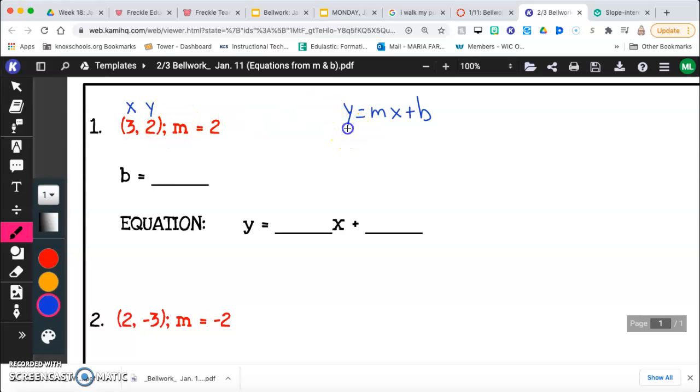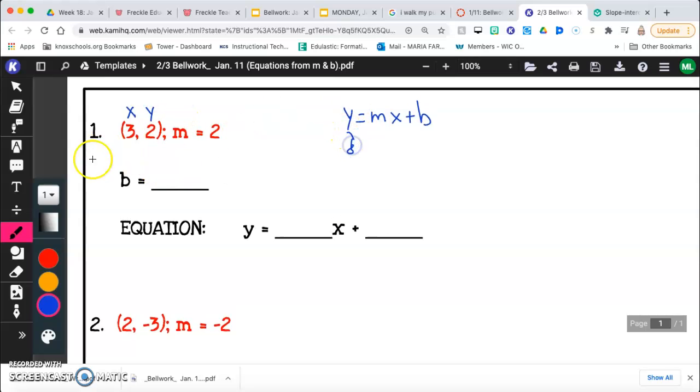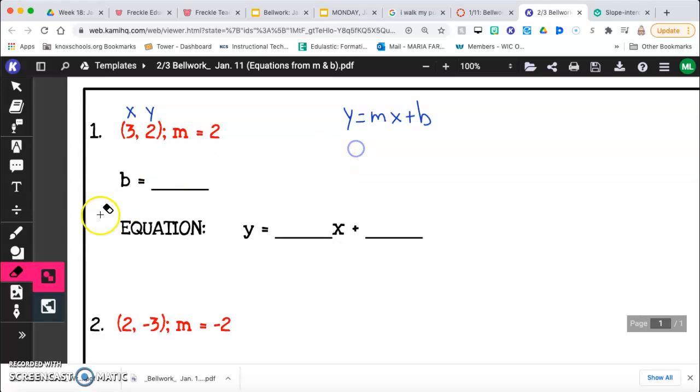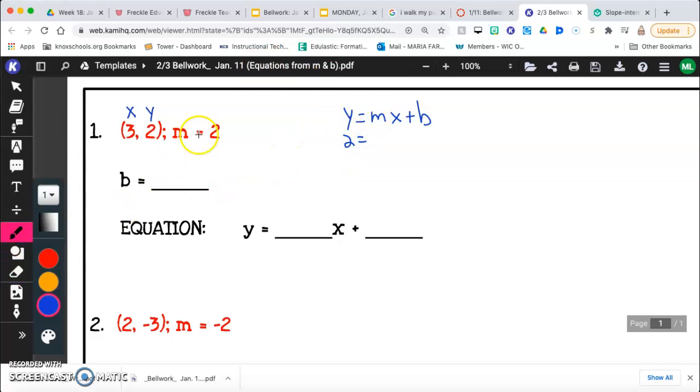Our y here is 2. Our m is also 2. And our x is 3. And then we're still going to have that plus b. All that's left is to actually solve this. We always do the same two steps. We said you're going to multiply away those parentheses, and then you're either going to add or subtract away the constant to get the b by itself, to isolate the b.